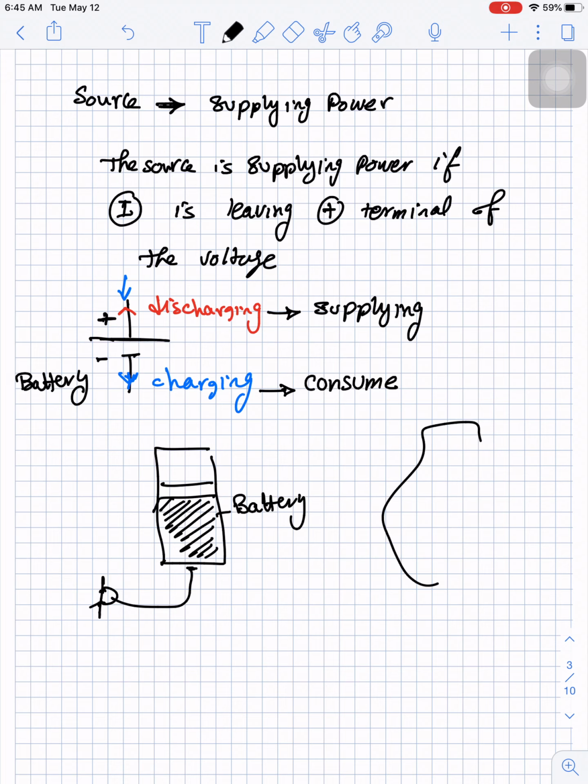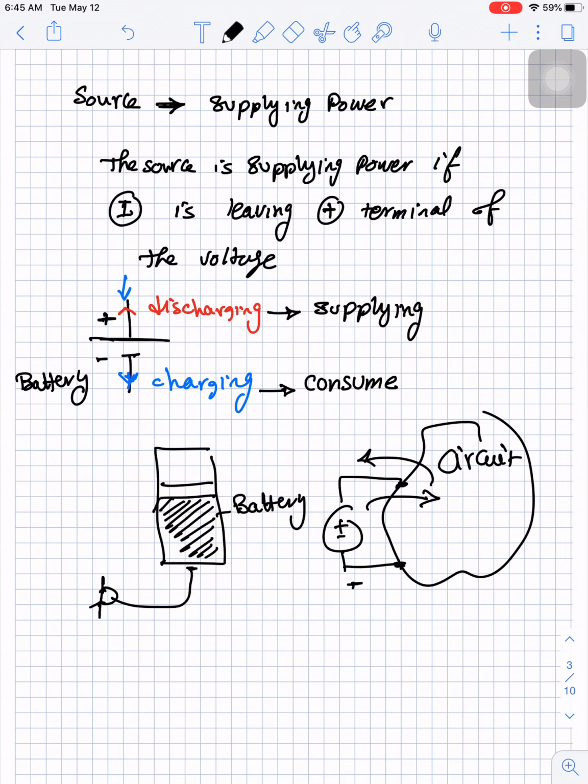So here we have a circuit and we have a source connected to this circuit. We don't know what will happen when this source is connected to the circuit. Will this source be charging or discharging? Is there another source inside this circuit that is more powerful than this source, so this circuit will charge the source? Or is the source you have here more powerful than the circuit and it will give the circuit power? We don't know what will happen.